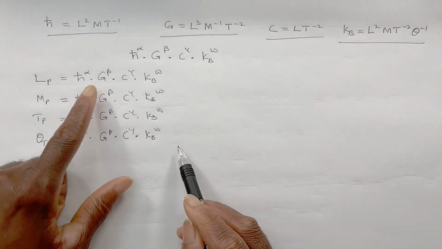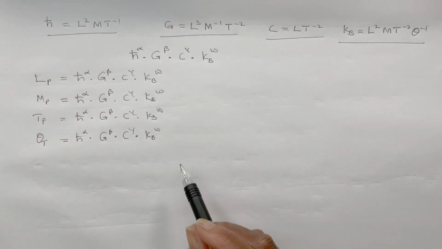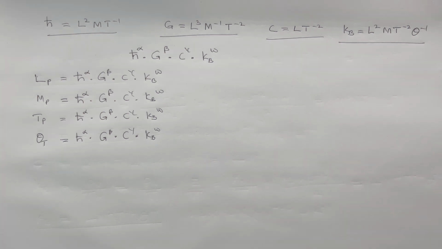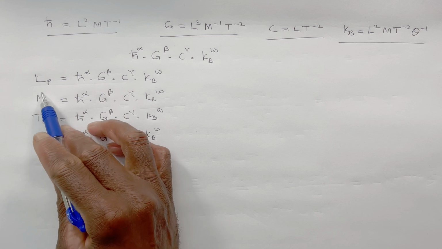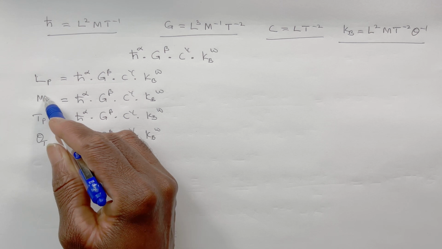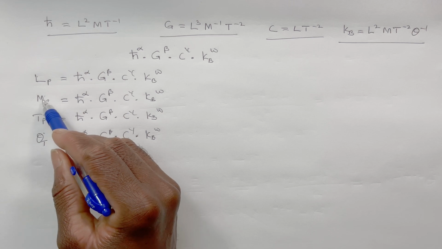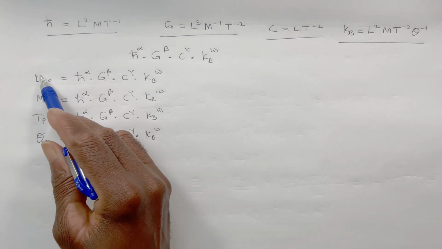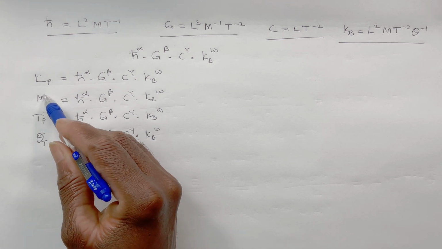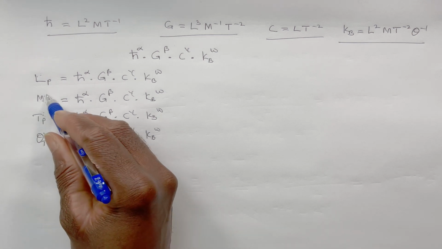So what we now need to do is to find alpha, beta, gamma, and omega for length, mass, time, and temperature. To do that, we need to write down the equation. For length, all the others will be 0 in terms of their power. So the power for length will be 1, and then the power for mass will be 0, time will be 0, theta will be 0. For Planck mass, the power will be 1, and the rest will be 0, 0, 0. For time, the power will be 1, and the rest 0, 0, 0. For temperature, the power will be 1, and the rest 0, 0, 0.